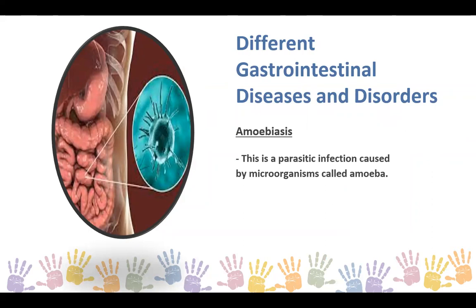The second one is amoebiasis. This is a parasitic infection caused by microorganisms called amoeba. These parasites invade the intestinal lining and cause bleeding and diarrhea.